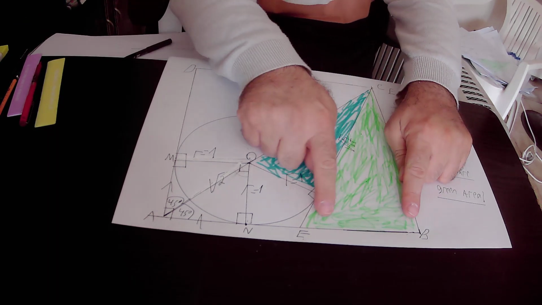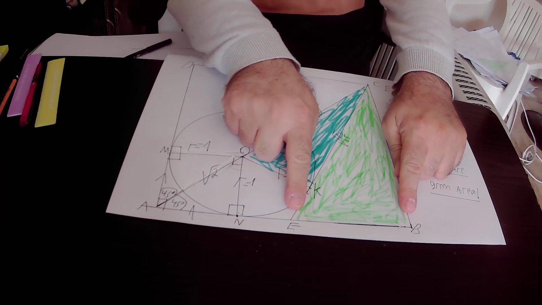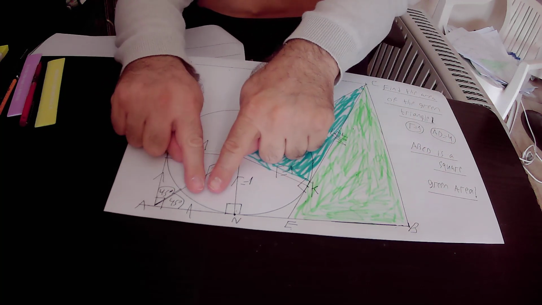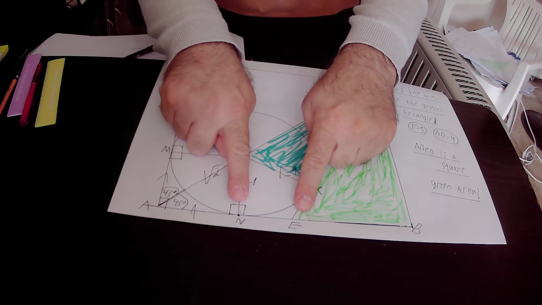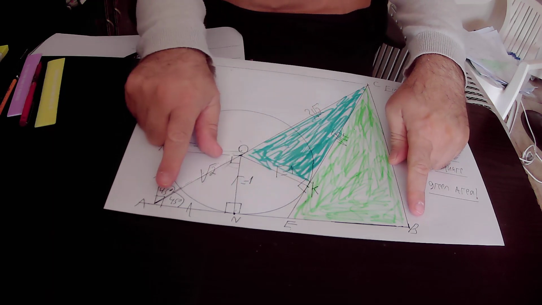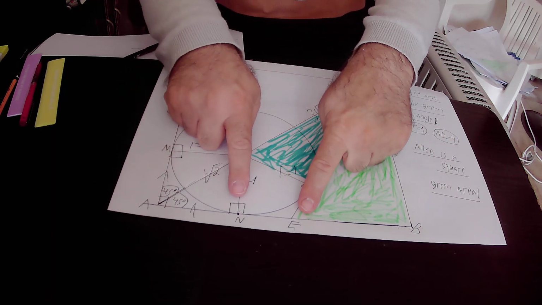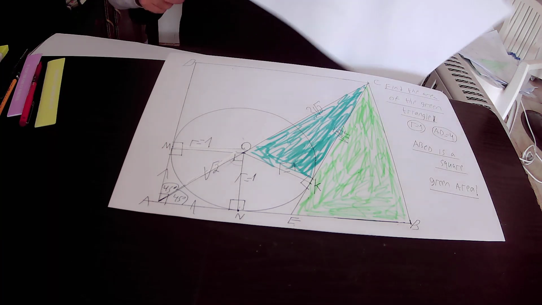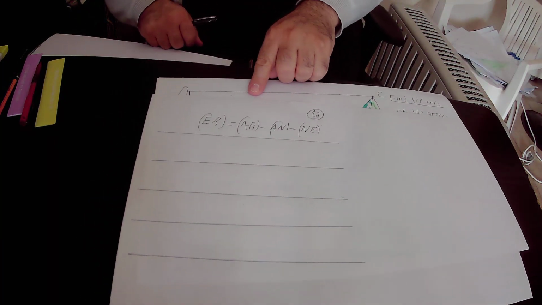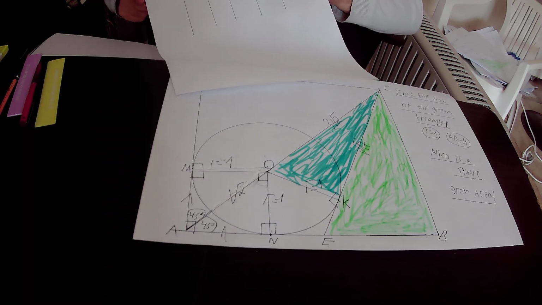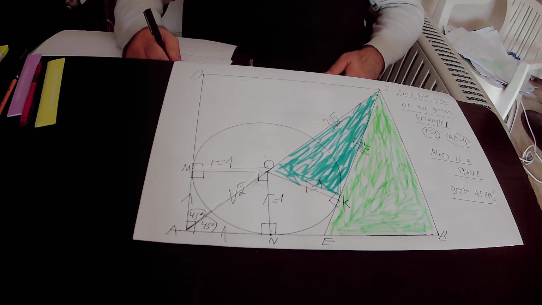I will repeat again, line segment EB equals AB minus AN minus NE. Very simple, you can see it from the drawing. So EB equals AB minus AN minus NE.